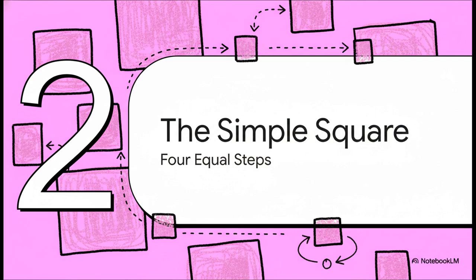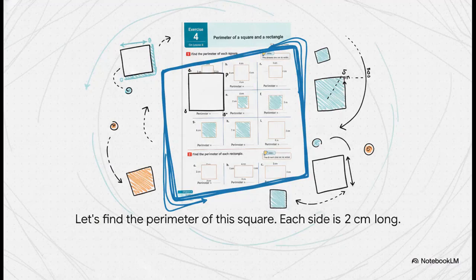We're going to start with the square because it has this one special quality that makes finding its perimeter super, super easy. So take a look at this square. Now, the most important thing to remember about any square is that all four of its sides are the exact same length. In this case, each side is 2 centimeters long.